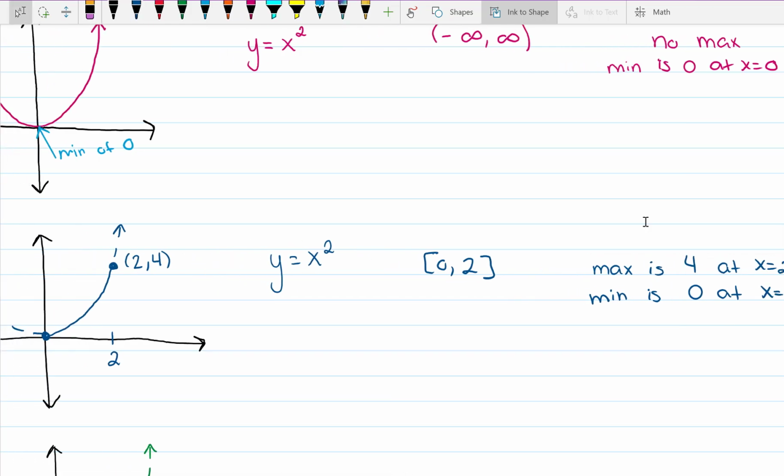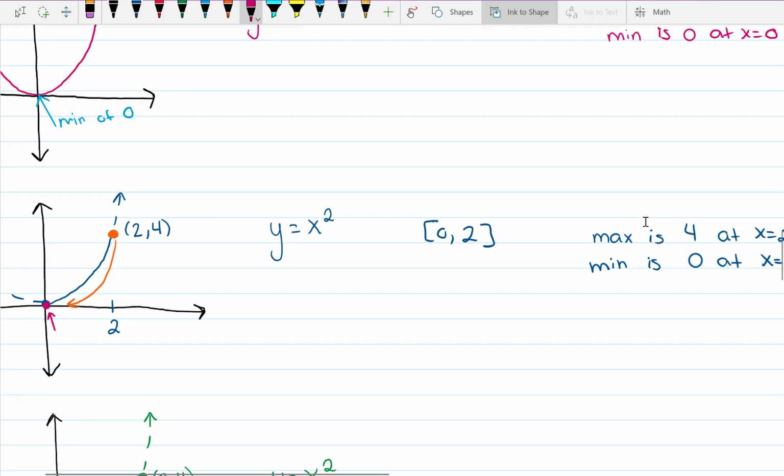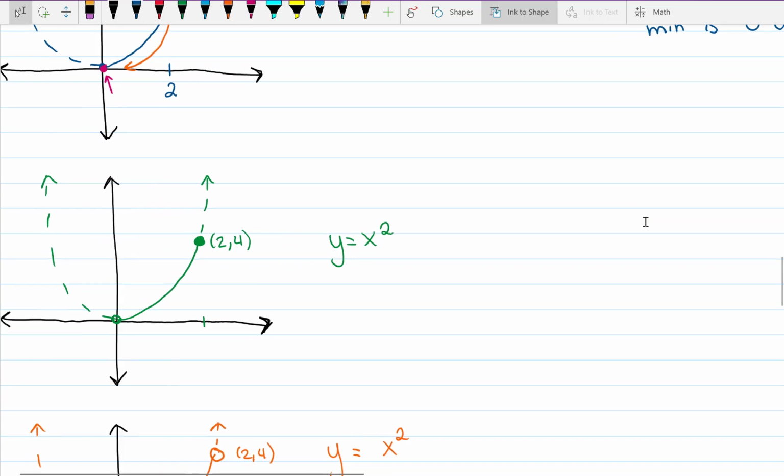This happens because this point right here is larger than every other point on this graph. And the same thing for the minimum. This right here is smaller than every other point on the graph. Okay, let's try another one. This time I'm going to restrict my domain to 0, 2, but this time not include 0. So what I want you to do now is try to find the maximum and minimum if there are any.